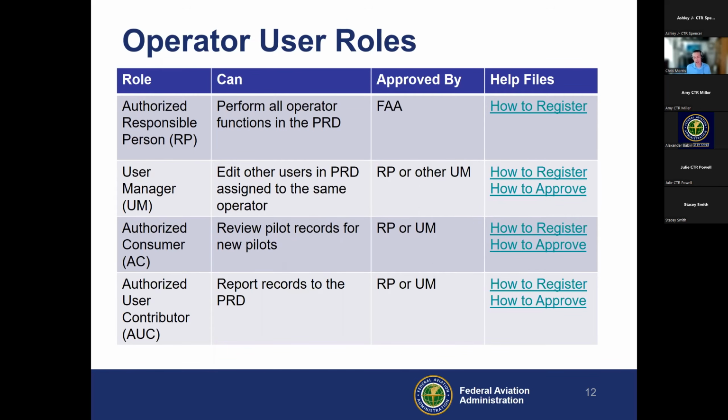And of course, if you get stuck and you're not quite sure what to do, email us at prd.support@faa.gov, and we'll happily go over it with you to help you out.